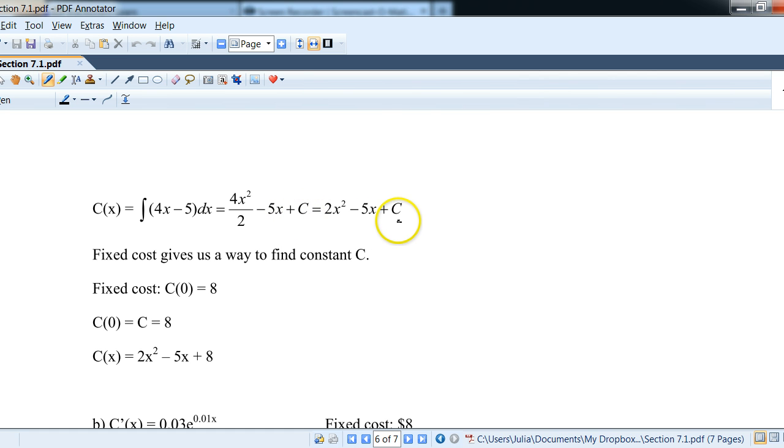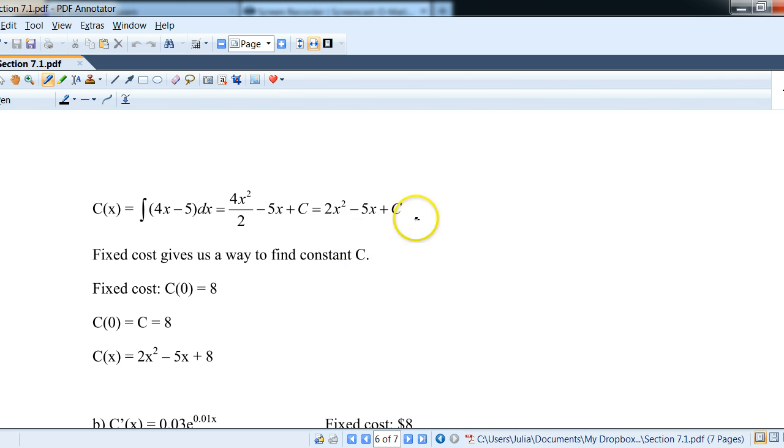Let's try to simplify this. How do you find the constant? Well, if you recall that fixed cost, if you don't sell, that's the cost of 0 items. That's before you have any items manufactured. That's $8. So you can plug in 0. Most of the time, all the zeros would go away unless you have an exponential. But you have 2x squared minus 5x. Those would go away. So you'll just end up with a C, capital C, so you'll get 8. So the answer would be 2x squared minus 5x plus 8.